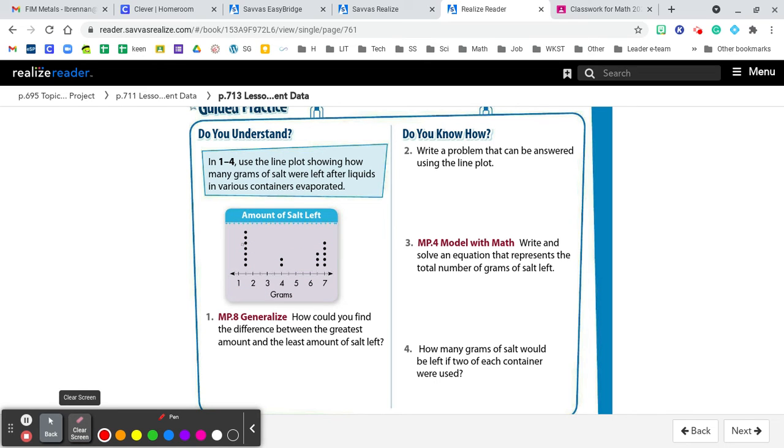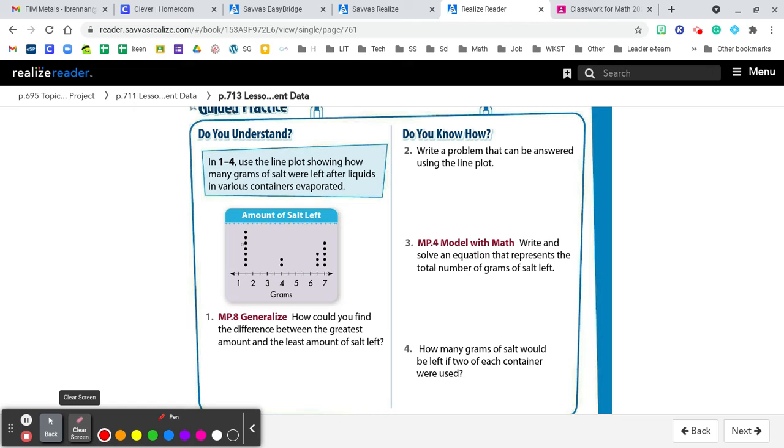Write a problem that can be answered using the line plot. You can ask, what is the greatest amount of salt left? What is the least amount? There's lots of different things you can write. Write and solve an equation that represents the total number of grams of salt left.